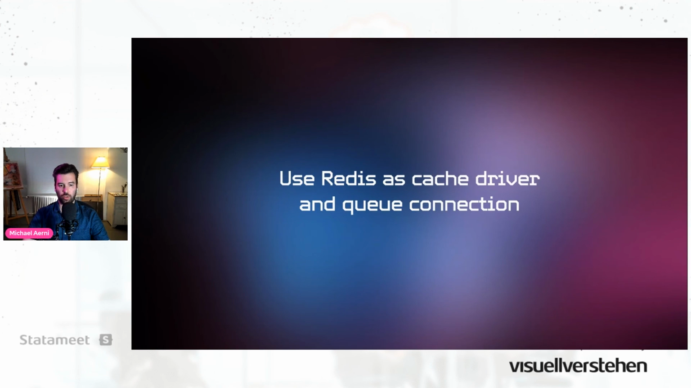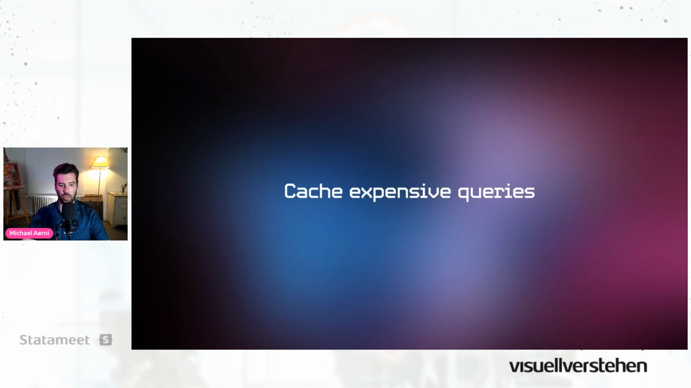I just showed you this as well. Use Redis as cache driver and the queue driver if you can. Just change it in your env file. No additional configuration needed. And also cache expensive queries with the cache tag, like the nav.